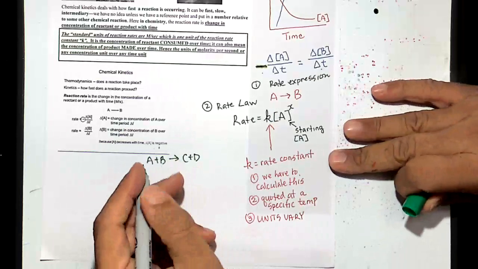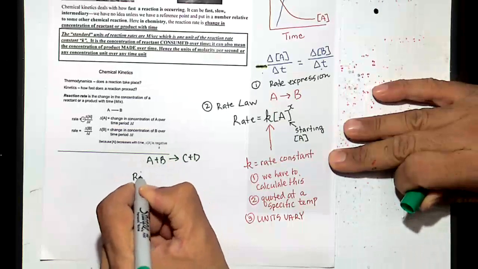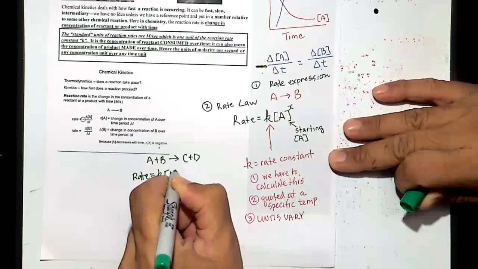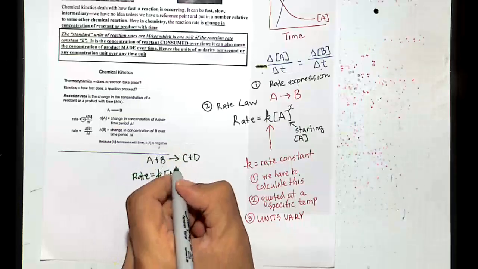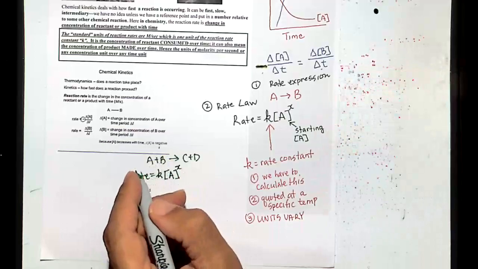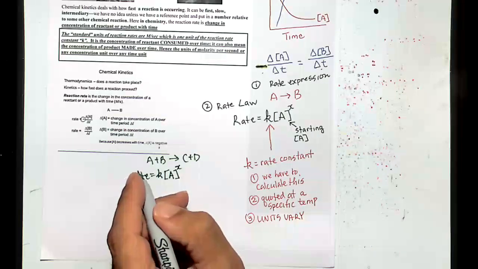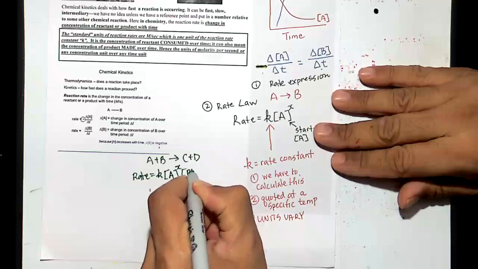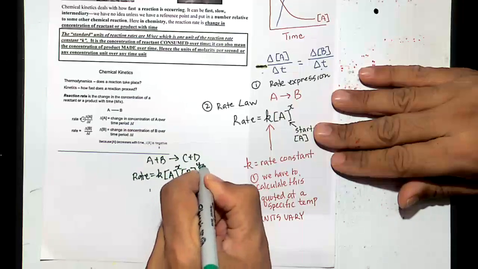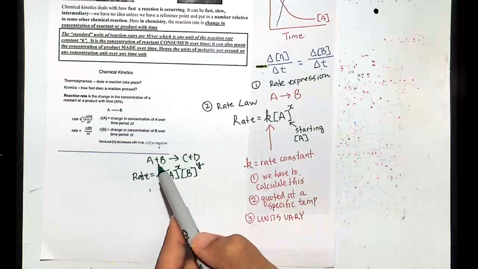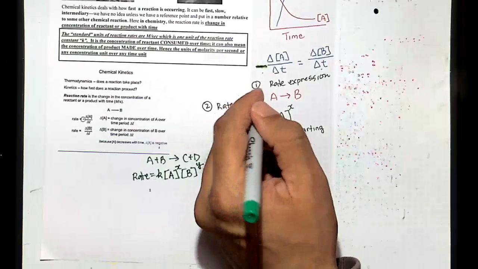Let me write the rate law for this reaction here. The rate is equal to k times the concentration of A, raised to some power, I'm going to call it X. Remember, how fast something occurs is based upon the starting material. And there's another starting material, reactant B, and that's raised to the Y power. So this is the rate law for this reaction, A plus B goes to C plus D.